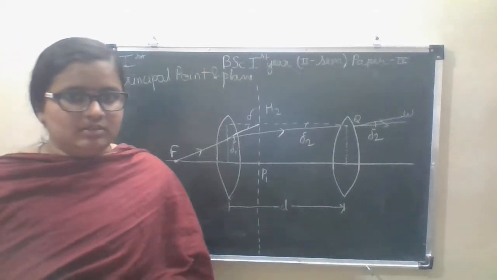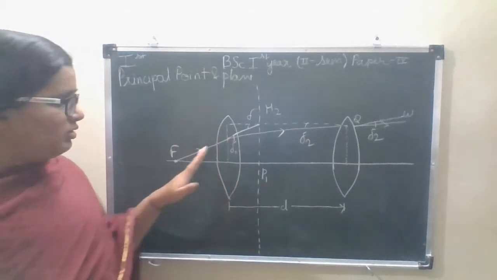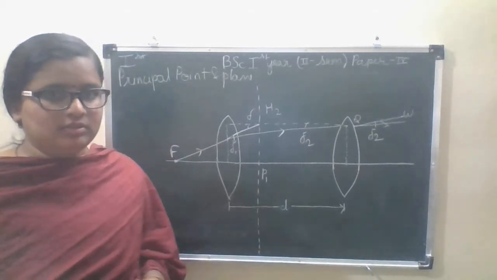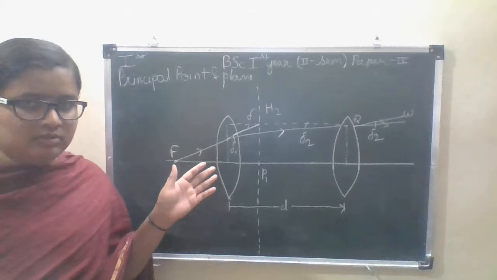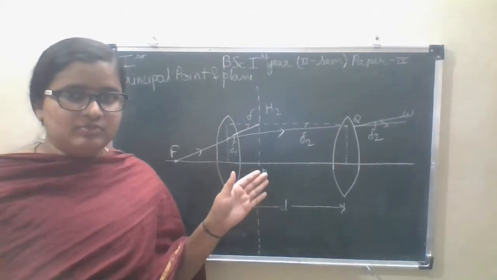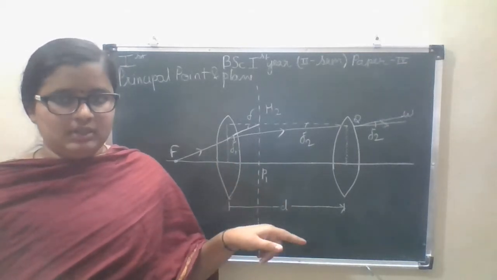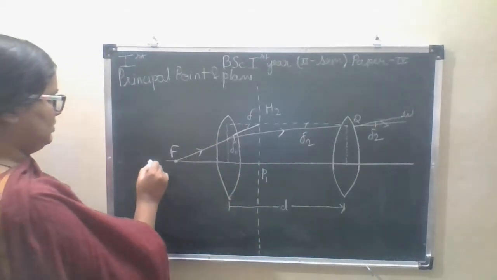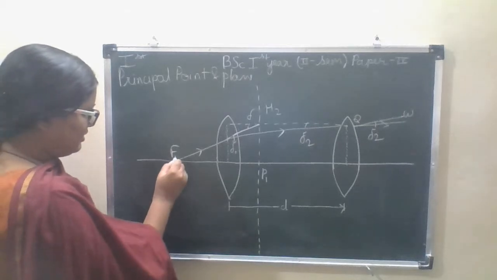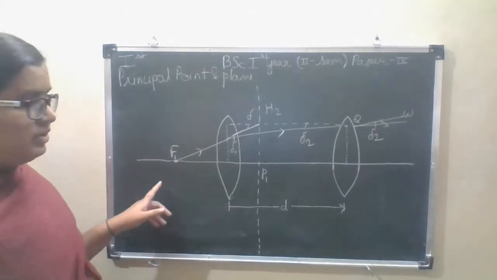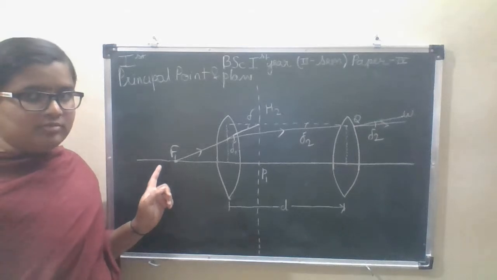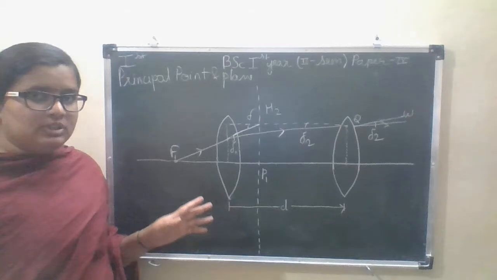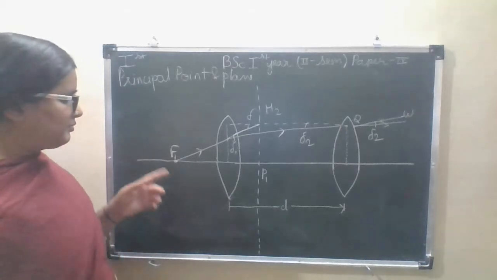So the figure was not coming exact, so that's why I paused the video, and now we will see how the first principal point and principal plane are formed. Now consider this is the axis, and this is F1. This F1 is the first focal point, but when we study the focal point, what the focal point is, we will see in detail.